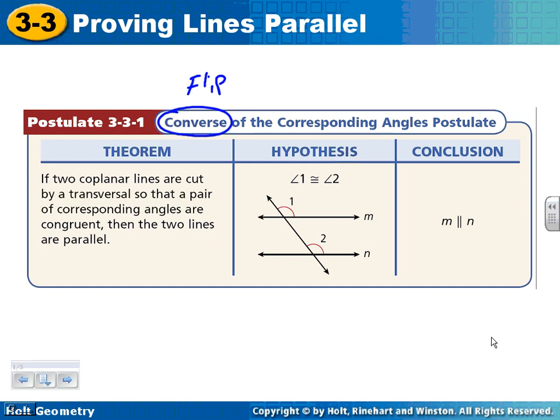So if, put an if right here, if angle 1 and angle 2 are congruent, then line M is parallel to line N. So basically it's repeating what we already know, just in a different order.